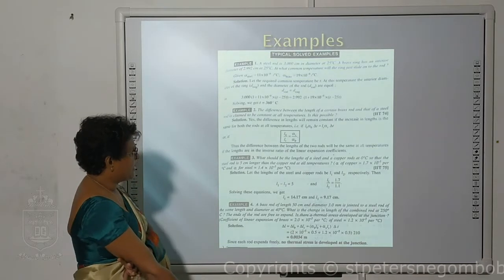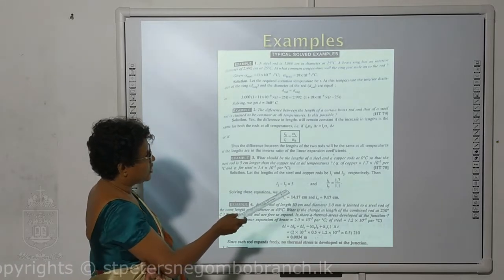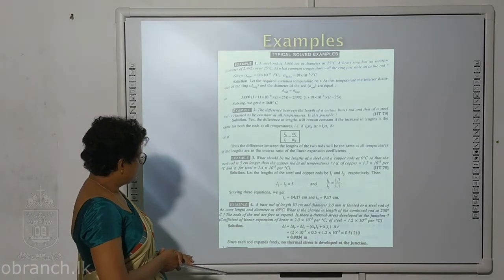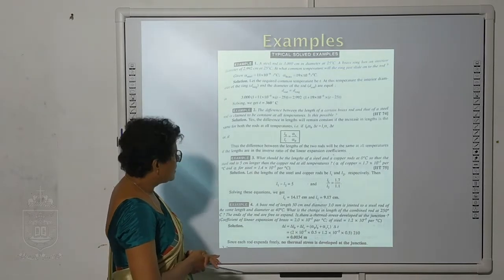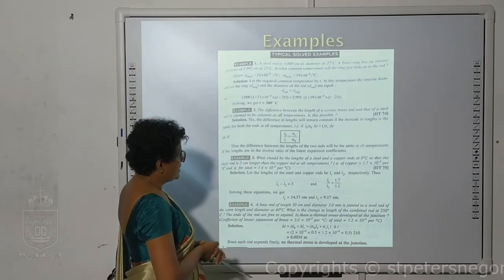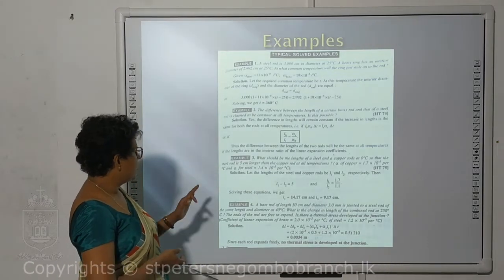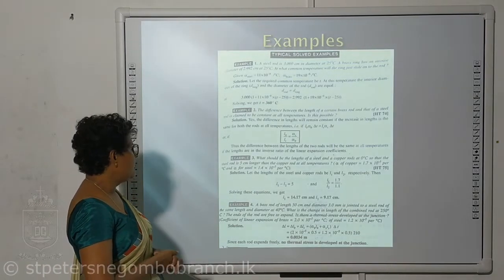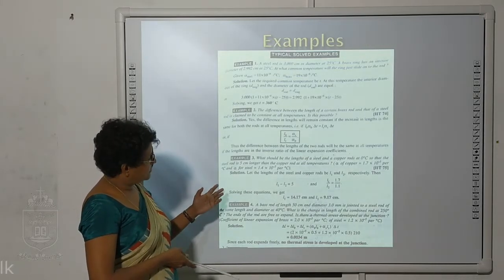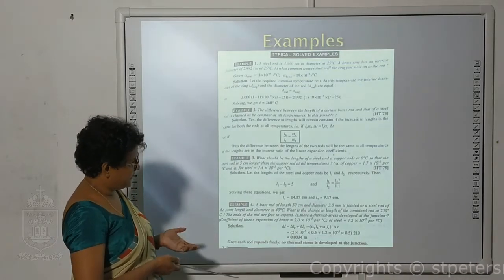Right. Example number 3. What should be the lengths of a steel and a copper rod at 0 degrees Celsius so that the steel rod is 5 cm longer than the copper rod at all temperatures? It gives a hint that the steel rod is 5 cm longer than the copper rod. To achieve that, always L1 minus L2 should be 5.